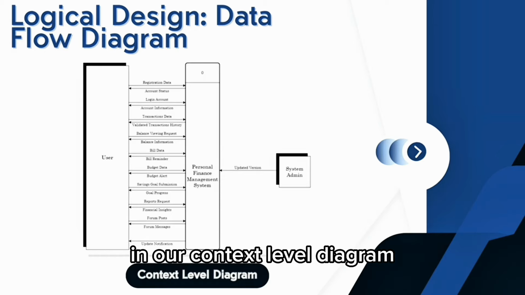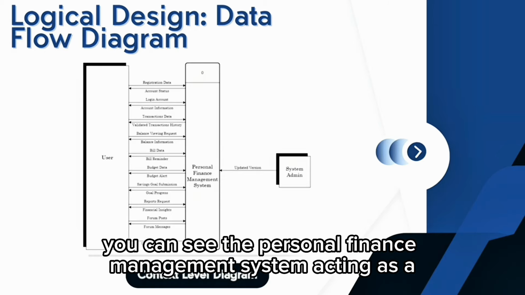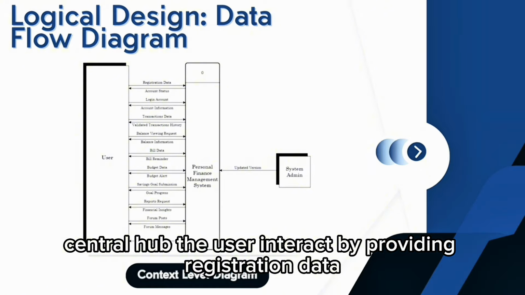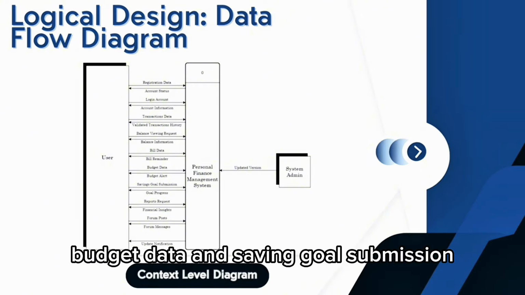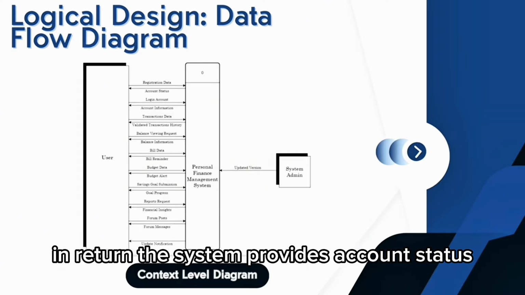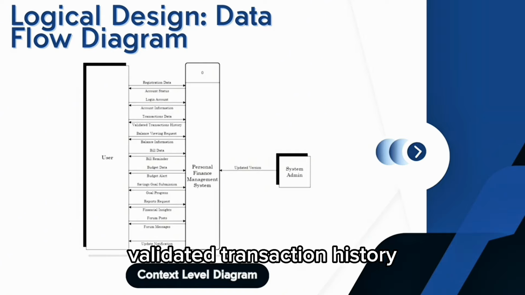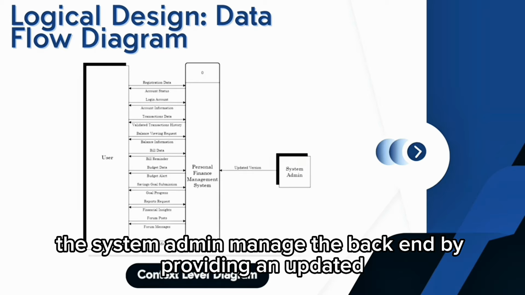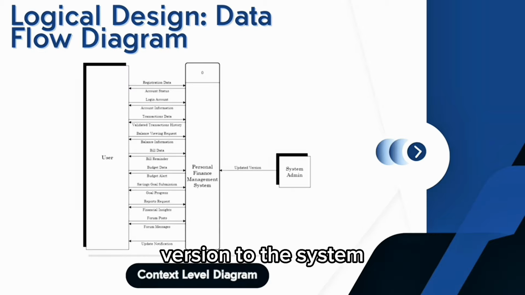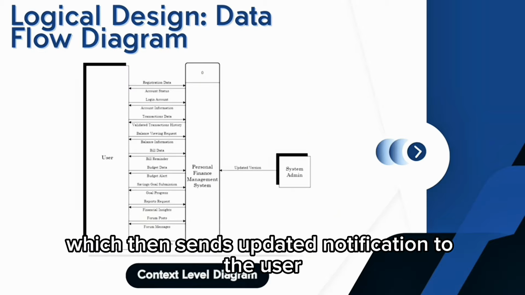In our context level diagram, you can see the personal finance management system acting as a central hub. The user interacts by providing registration data, transaction data, bill data, budget data, and saving goal submission. In return, the system provides account status, validated transaction history, bill reminder, budget alerts, and financial insights. The system admin manages the backend by providing an updated version to the system, which then sends an updated notification to the user.